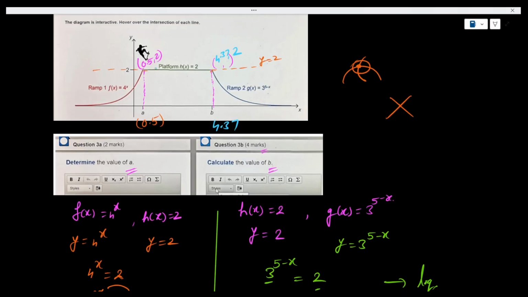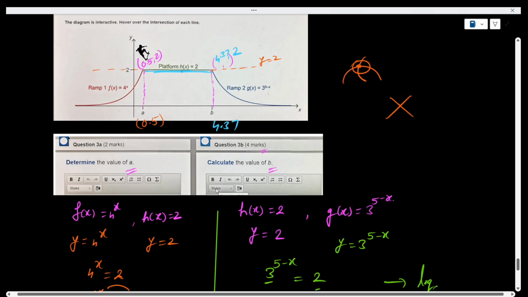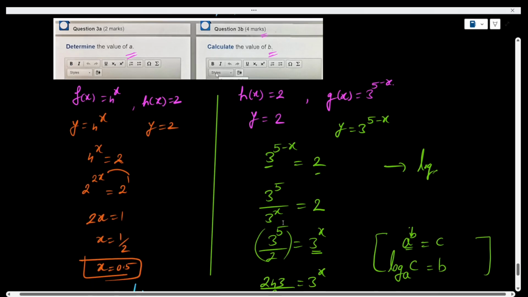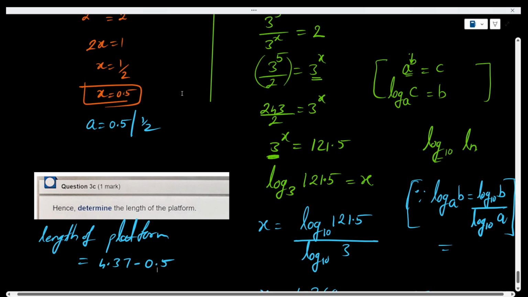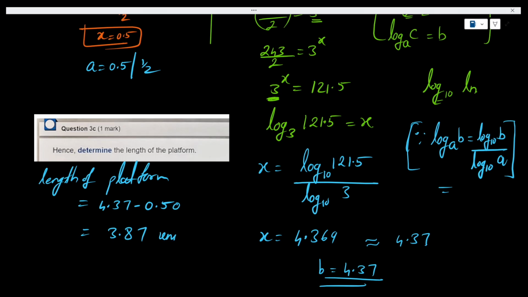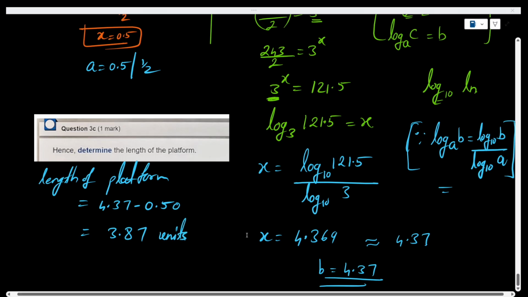Now how to get the length of the platform? You can subtract, because B minus A will give you the length of the platform. So the length of the platform is equal to 4.37 minus 0.5, which is going to be equal to 3.87 units. Right? This is going to be the length of the platform. So this is the way you solve the question.